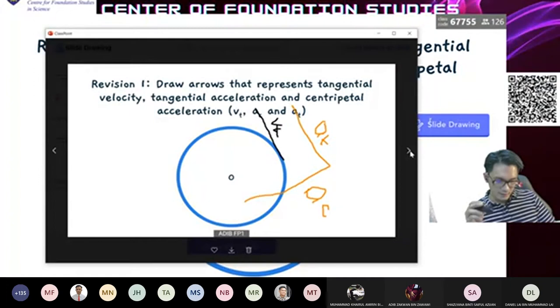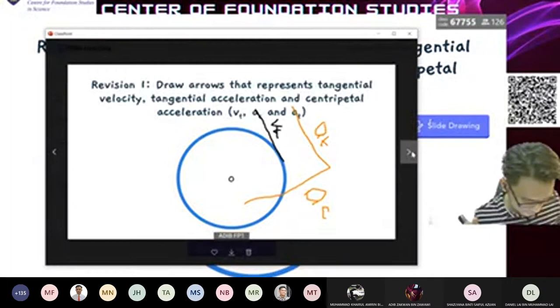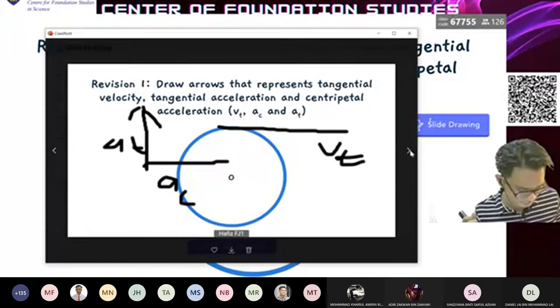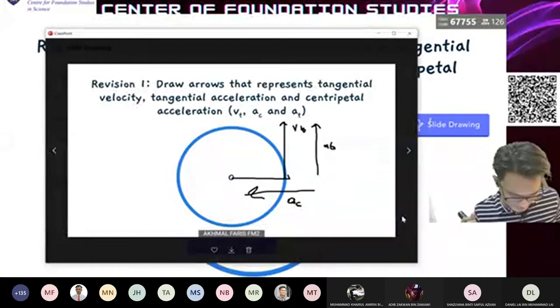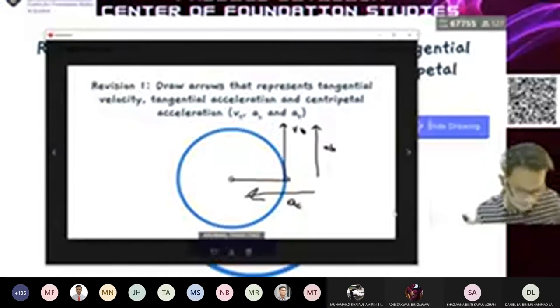Okay, Adib, FP1, AT, AC, VT, yep, correct. So VT is always perpendicular, always tangent to the circle. Okay, Hafiz FJ1, AT AC correct, VT is okay correct. Tak ada masalah. Then next, Akmal Faris FM2, VT is always perpendicular and AC is pointing to the center, and AT is perpendicular to the centripetal acceleration. Okay, nice.